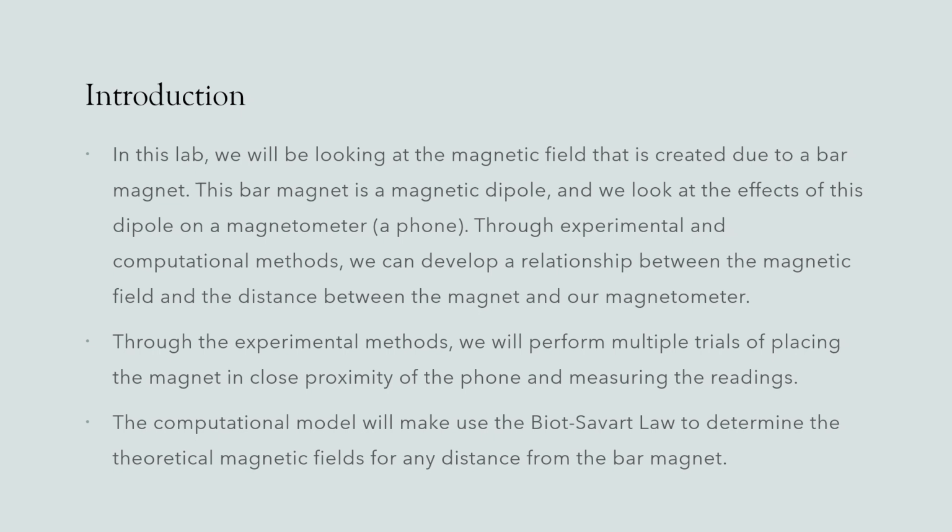This bar magnet is a magnetic dipole, and we will look at the effects of this dipole on a magnetometer, a phone. Through experimental and computational methods, we can develop a relationship between the magnetic field and the distance between the magnet and our magnetometer.